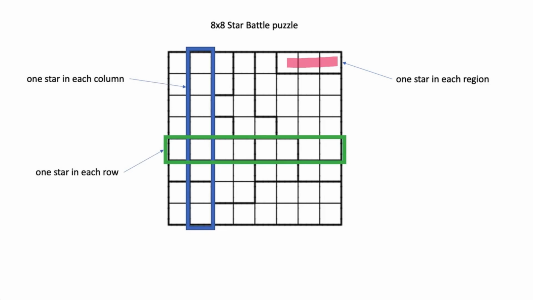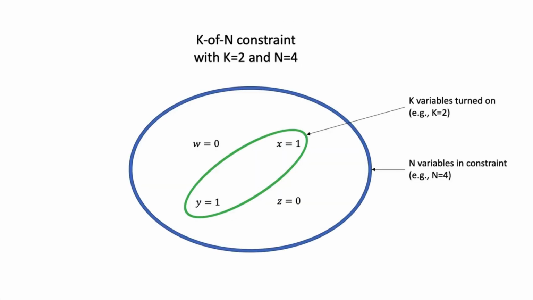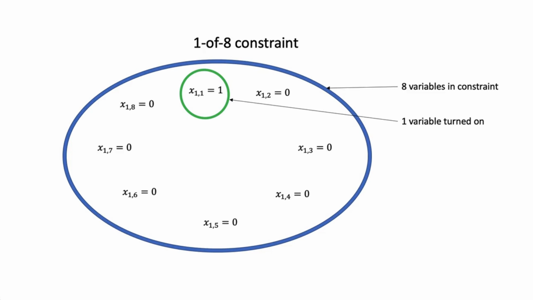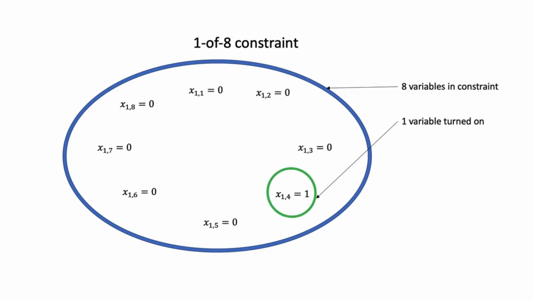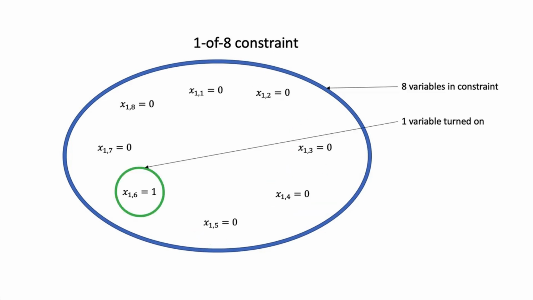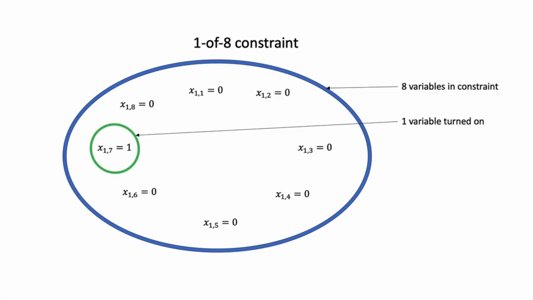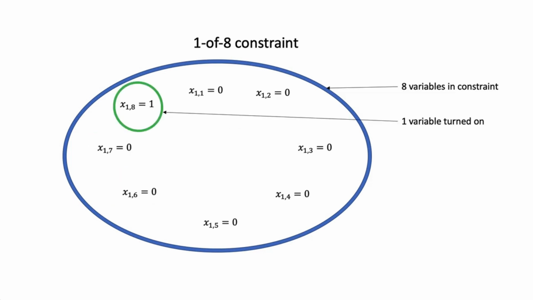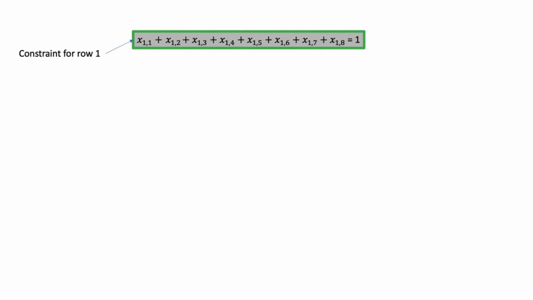These three rules are all examples of the k of n constraint. These are posed over n variables and require that k of the variables are equal to 1 and the rest are 0. These occur frequently in converting problems to QUBOs. In an 8 by 8 StarBattle puzzle, the row and column constraints are 1 of 8, because we need to make sure that exactly 1 of the 8 variables living in the row or column are turned on. Since the regions may have different sizes, we can think of those rules as 1 of n.